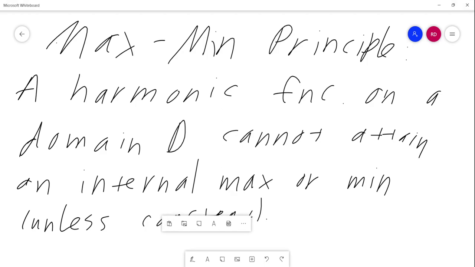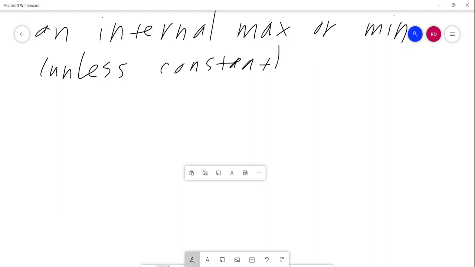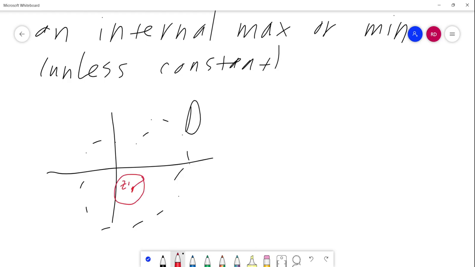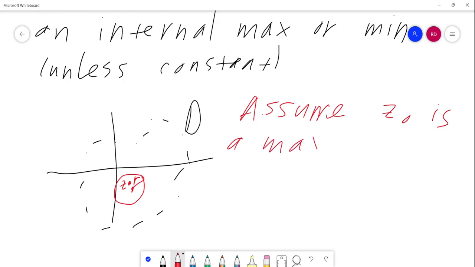So what do we mean by this? Well, like I said, I don't want to try to prove it. I'm just going to give sort of a proof by picture here. So here's a domain D. Then let's pick a point in here somewhere, z-naught, with radius r. Now, let's do it as a contradiction, assume z-naught is a max. Well, then that means that f of z-naught is greater than everything on the boundary.